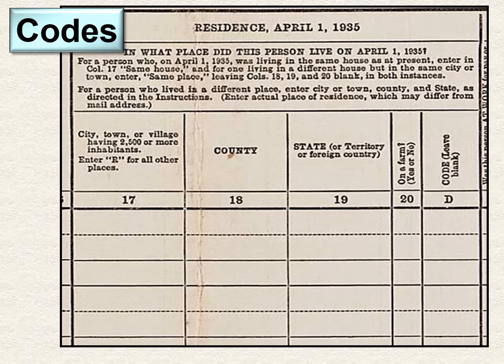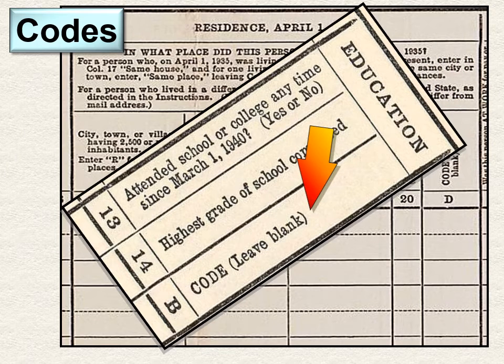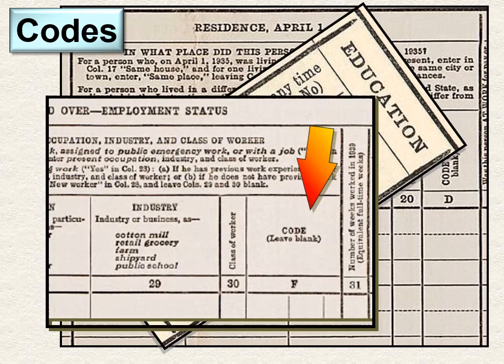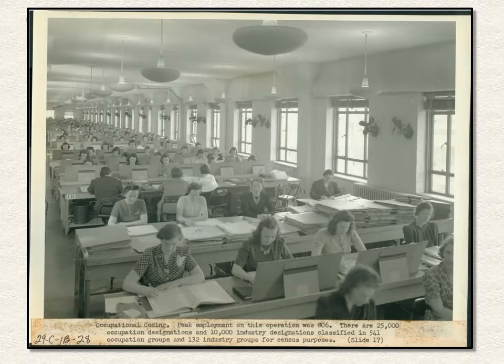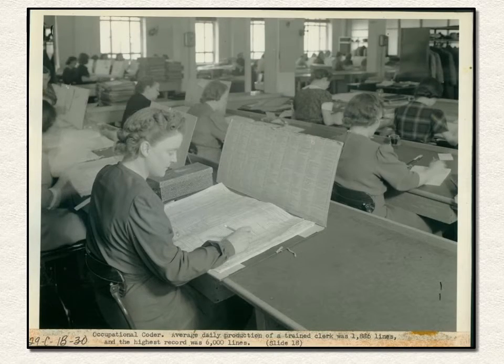Another topic: you'll find that there are codes on the census sheet when you look at them. You see here, there's a column for code, leave blank, that's the instructions to the enumerator. Code, leave blank, because after the census was taken in 1940, there were lots of people hired just to add codes to that census sheet. And they added the codes in pencil. You can see.